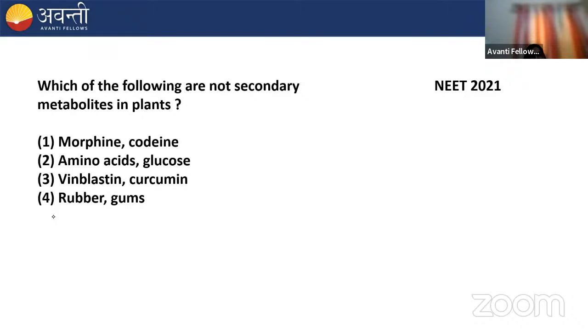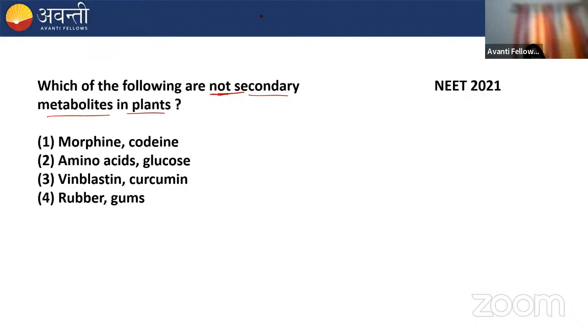Number 1 is morphine, codeine. Number 2 is amino acid, glucose. Number 3 is vinblastine, curcumin. Number 4 is rubber and gums. Answer quickly. What do you think? They're asking which are not secondary metabolites in plants. Secondary metabolites are those which are not essential for the main metabolic reactions.